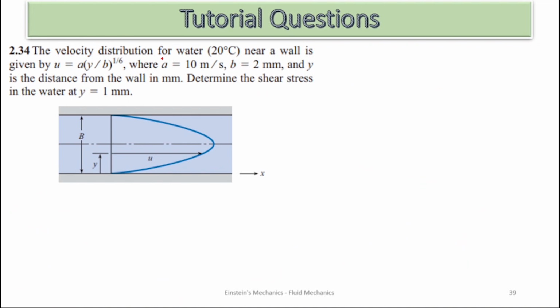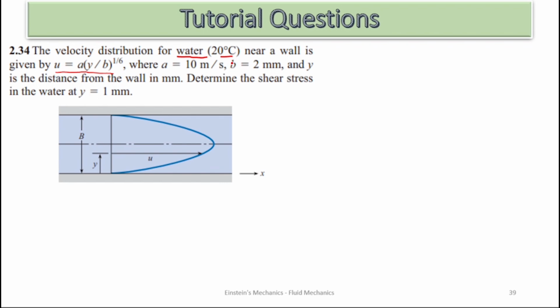The velocity distribution for water, pay attention here, for water at 20 degrees Celsius near a wall is given by this formula. So the velocity distribution, the u, is given by a formula where we have our a to be that, our b to be that, and y is the distance from the wall. As we saw in the first example, y is the distance from the wall in millimeters. Determine the shear stress in the water at y equal to 1 millimeter. So now the y is 1 millimeter.